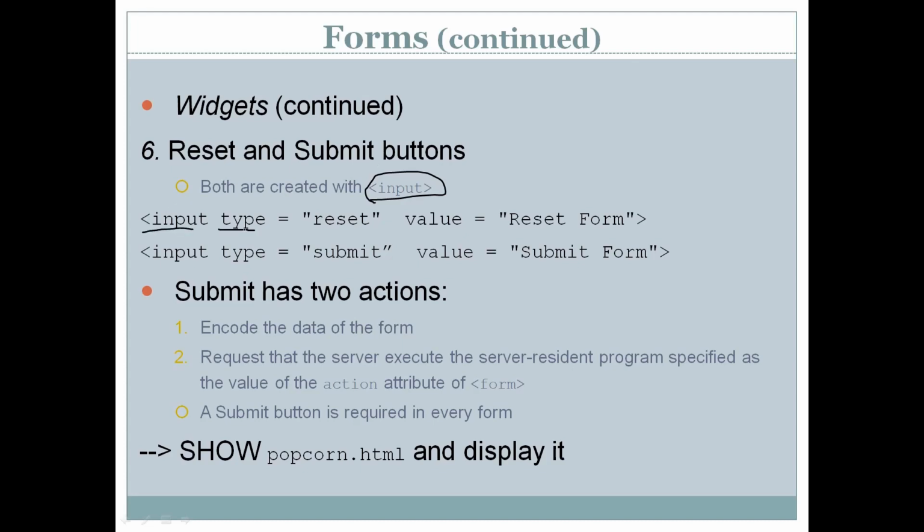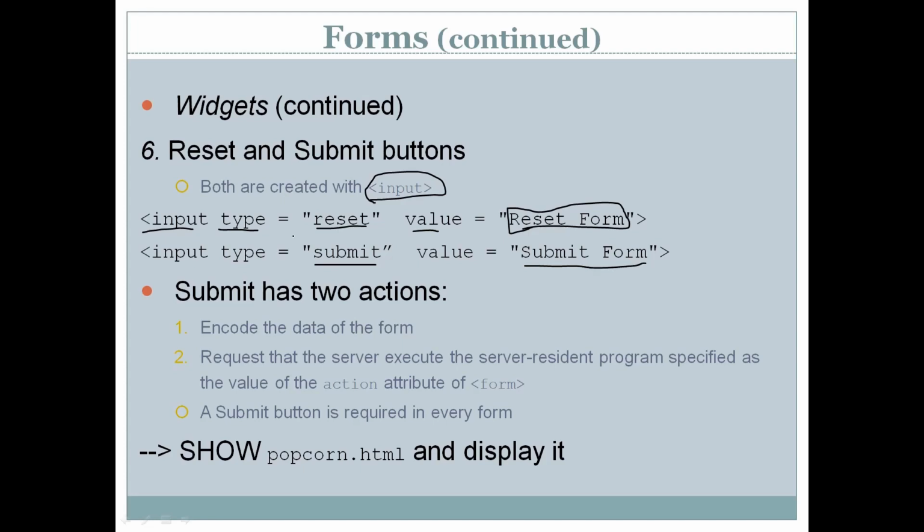How can we create it? Input type is equal to reset for the reset button, value is equal to reset form. Here the value of the input tag appears on the button itself. So this value which you add will be displayed on the button. In the same way we can create a submit button, only the type changes. Here type is submit and the value is again submit form.